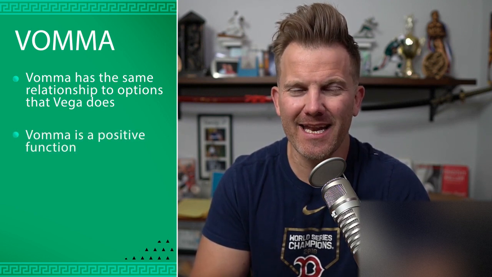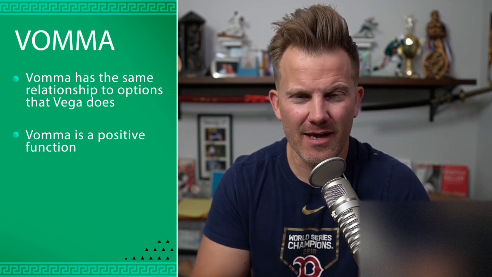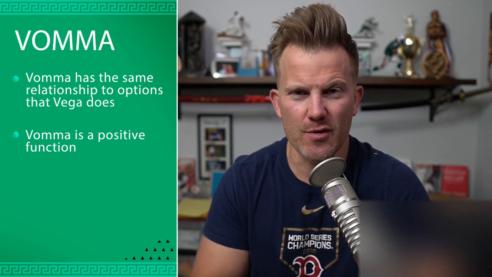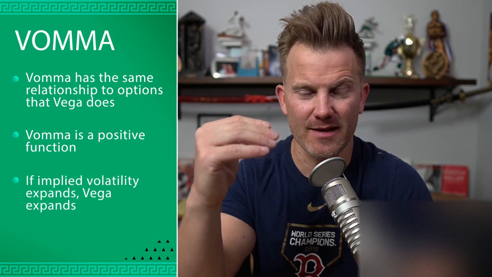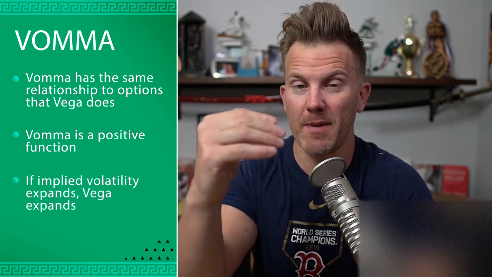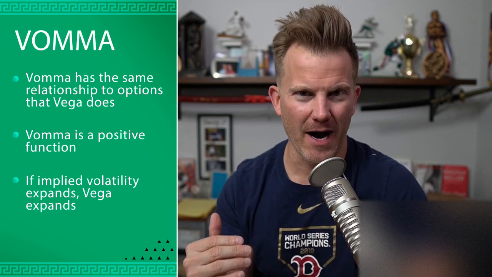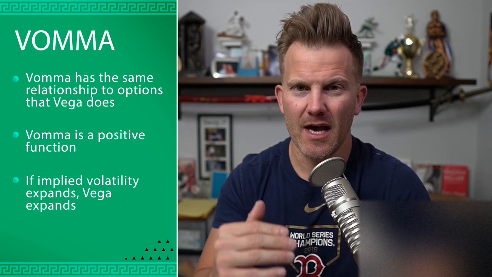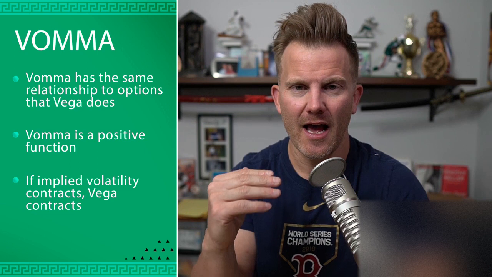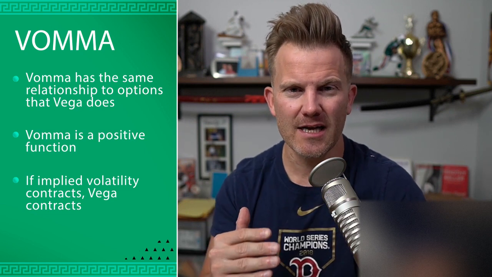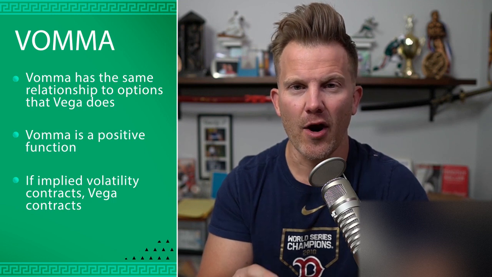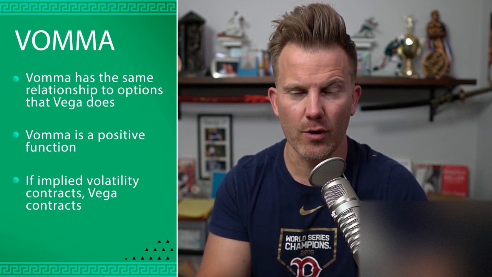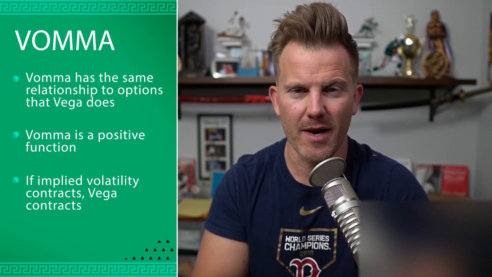Now, what does that mean in English? It's actually not too difficult to understand. Ceteris paribus, if implied volatility expands, then vega is going to expand because Vomma is a positive function. Ceteris paribus, if implied volatility contracts, then vega is going to contract because Vomma is a positive function. Now, does this mean that all Vommas are created equally? No, absolutely not, as we are going to see in the next couple of minutes.